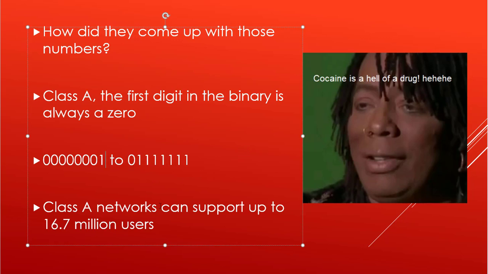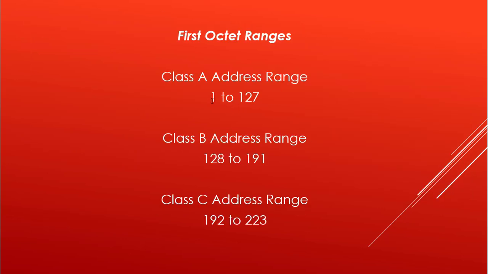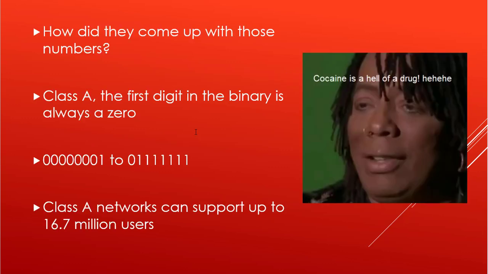So Class A networks can support up to 16.7 million users, but there are only 127 of them available. So think about that for a minute. A Class A address is either 1, 2, 3, up to 127. So there's only 127 total possible combinations of Class A addresses, and each one will support 16.7 million users. So you've got to be asking yourself, there's got to be more multinational companies that need more addresses than 127 in the world. And we'll talk about that in a little bit. So that's Class A. So remember, the first bit is always a 0.